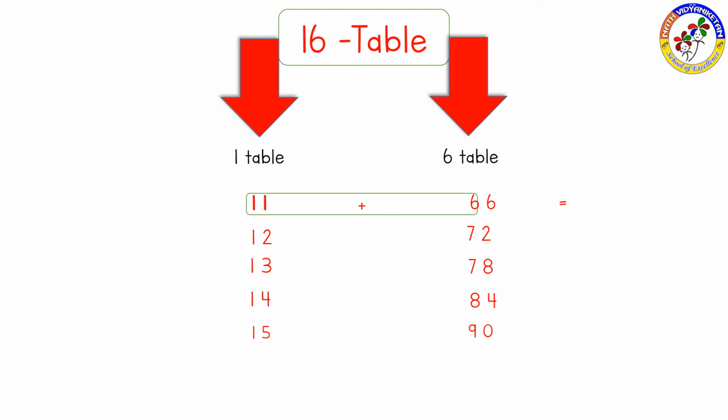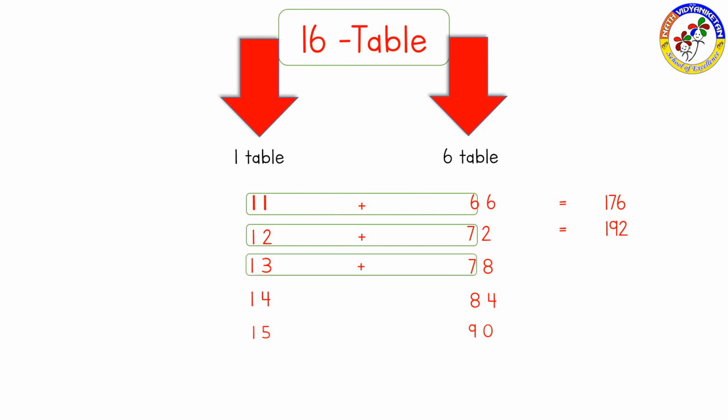So here is the box. In the box, 11 plus 6. 11 plus 6 how much? 11 plus 6 is 17 and write 6 as it is. That is 176. Now 12 plus 7. 12 plus 7 is 19 and write 2 as it is. That is 192.